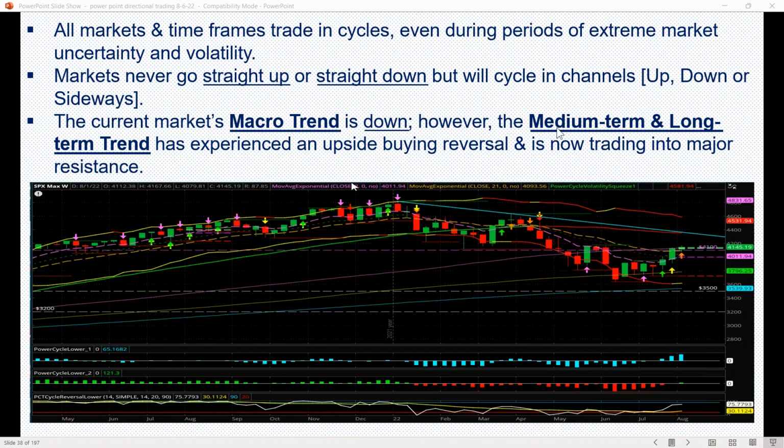However, the medium-term daily and the long-term weekly trend has shifted back up. And we're into kind of a reversal to the upside, and now trading into major resistance points or areas. So here's the S&P 500 SPX, and you see we're right about here, about 4,150. I'll pull up a chart here to show you. One second here.